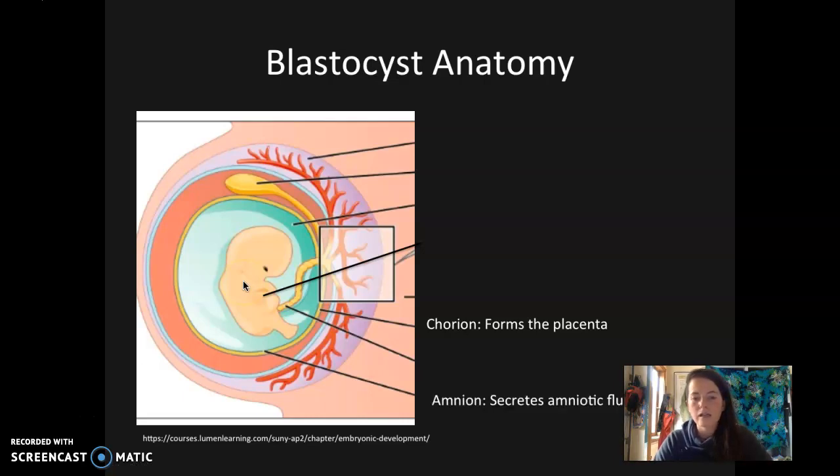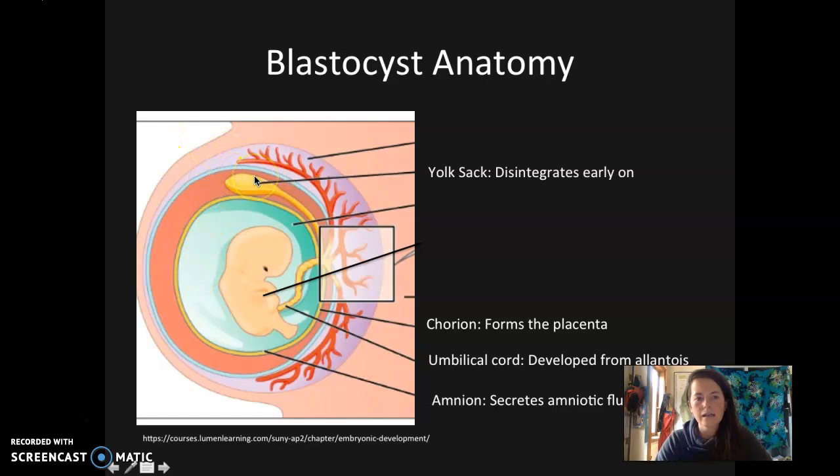On the outside, we have the amnion, and that is shown with the yellow layer here. The amnion develops into the amniotic sac and secretes amniotic fluid. Next is the allantois, which you can't really see, honestly, in this image, but it eventually forms part of the umbilical cord. Next we have the yolk sac, shown here, but this disintegrates early on, so we don't worry about it too much. And of course, finally, we have the embryo.